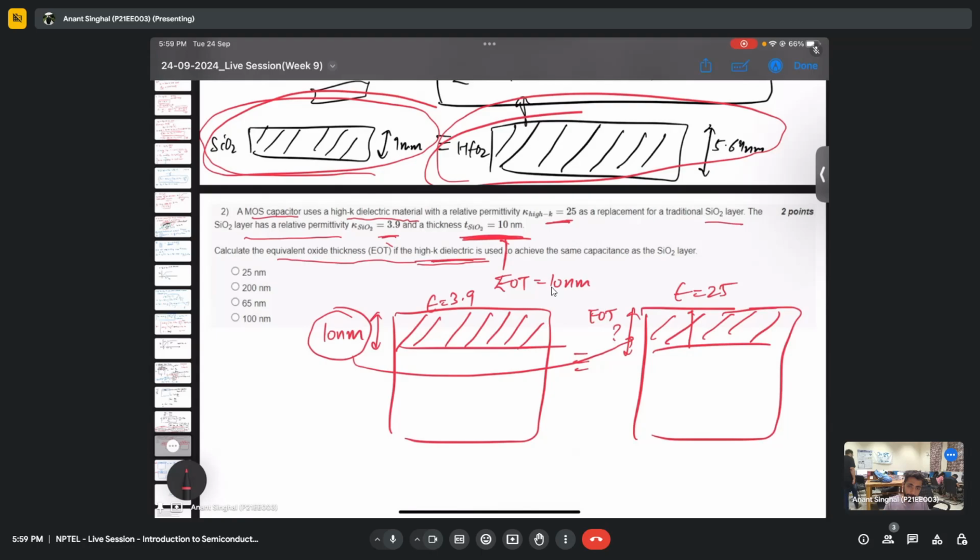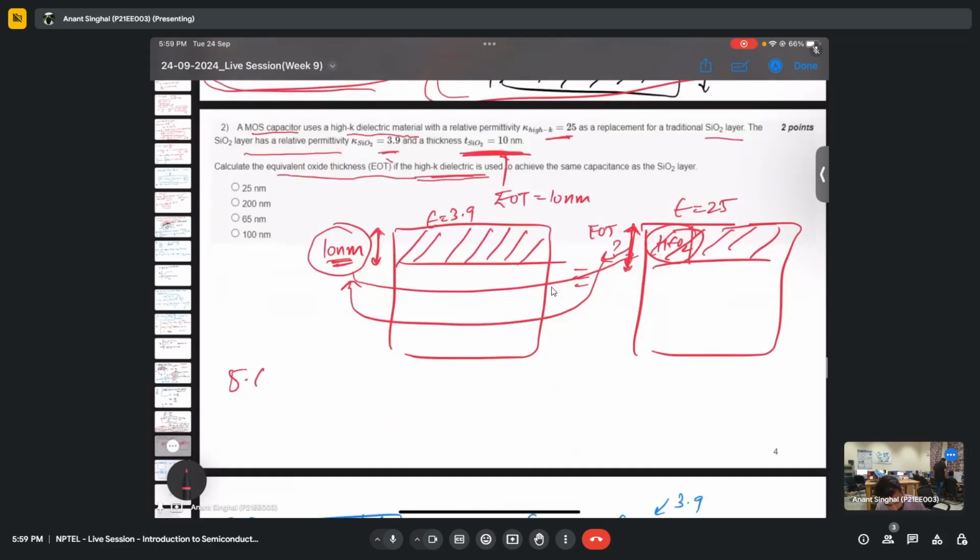So the question is saying that if I need an EOT of 10 nanometer, and I have a material HfO2, what thickness of HfO2 should be there to have the equivalent EOT of 10 nanometer? Like I just said, 5.64 nanometer of HfO2 physical thickness gives me an equivalent 1 nanometer EOT. So now it is asking, for 10 nanometer EOT, what should be the physical thickness of HfO2? Make sense?